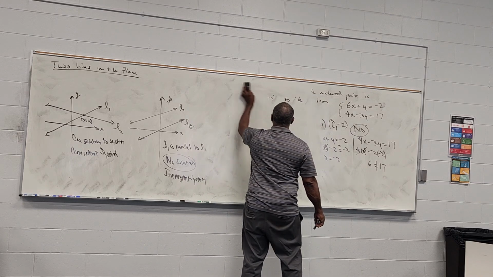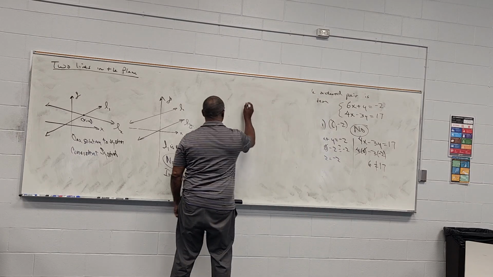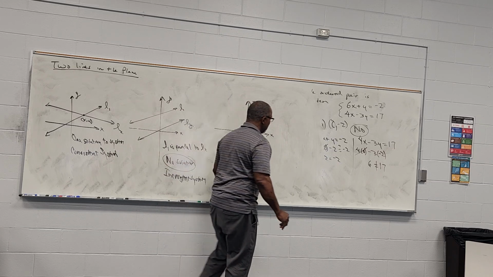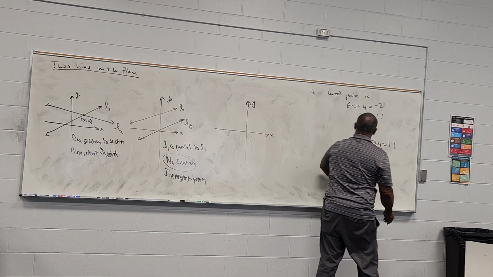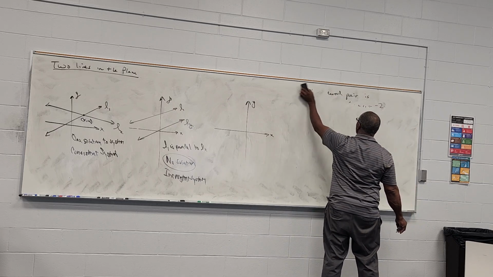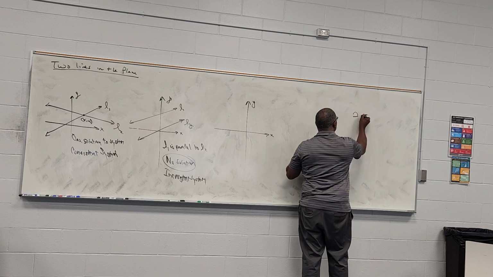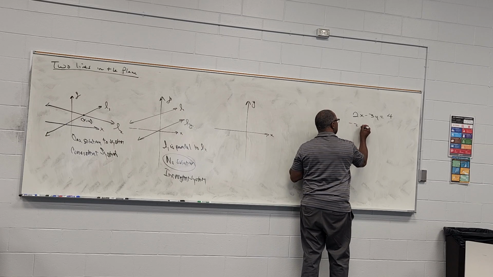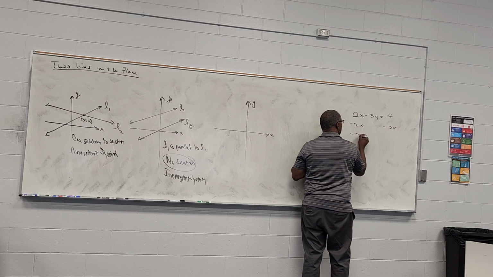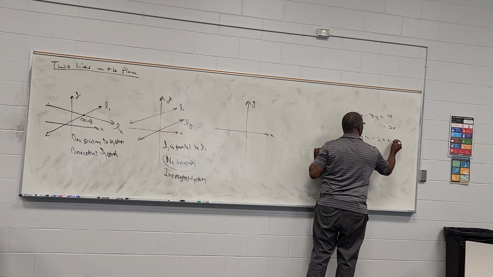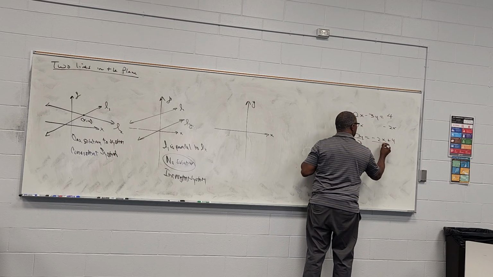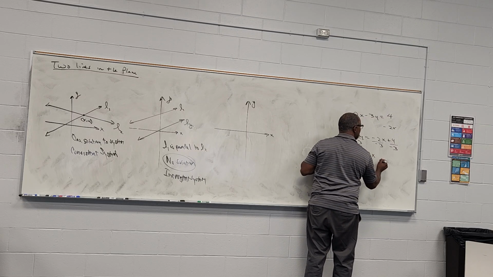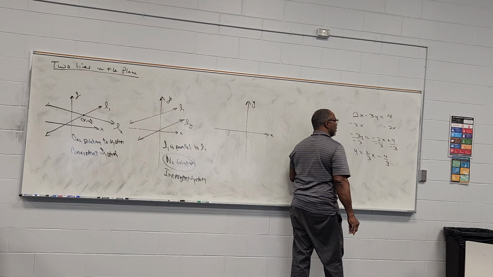The third possibility is one that might not occur to you. Let's look at this line; I'm just going to make up a line real fast. So consider 2x minus 3y equals 4. Let's solve for y. Negative 3y equals negative 2x plus 4. Divide by negative 3. So y would be 2/3 x minus 4/3.